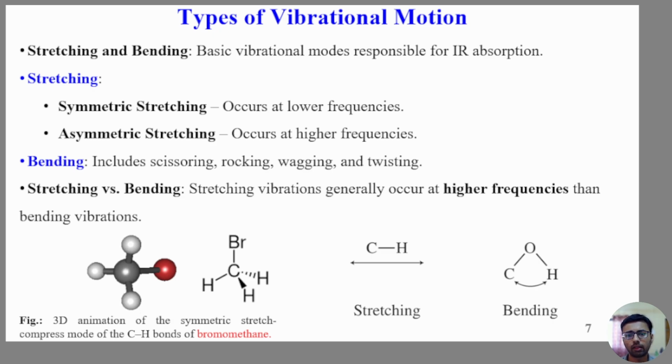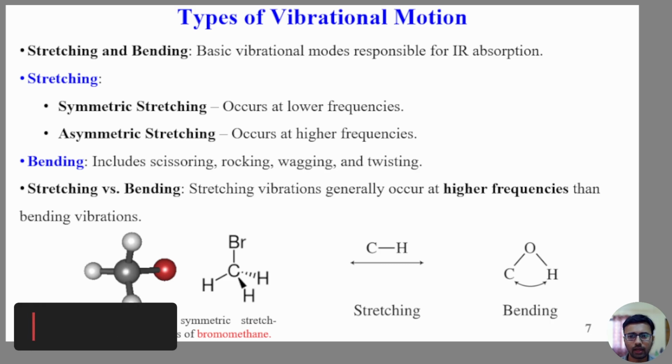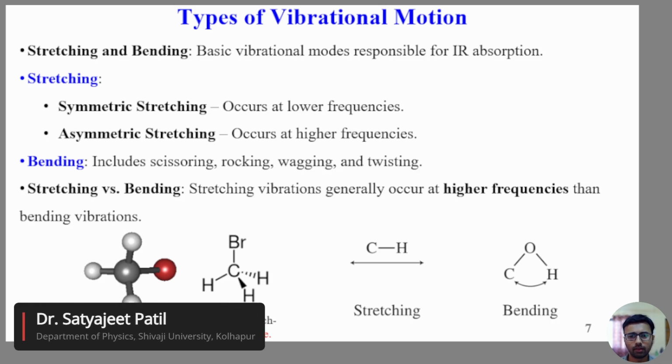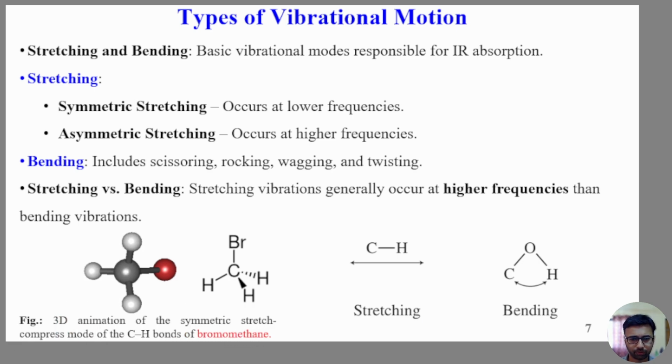And here is an important principle. Stretching a bond requires more energy than bending it. Why? Because stretching means pulling atoms apart against their electrostatic attraction, and that requires significant energy. But bending simply changes the angle between atoms, which is easier. As a result, stretching vibrations appear at higher wave numbers, and bending vibrations appear at lower wave numbers. This is a very useful rule when interpreting spectra.